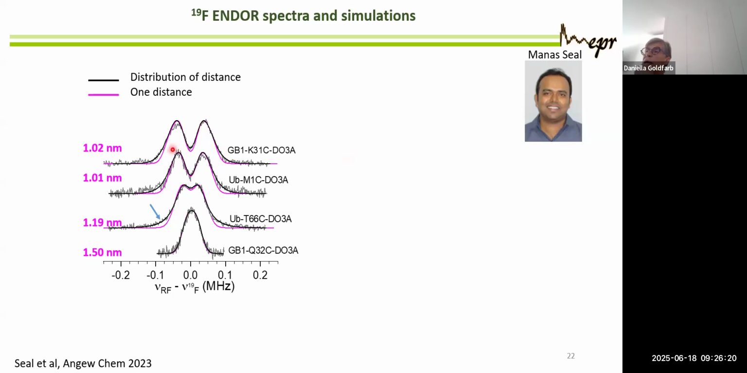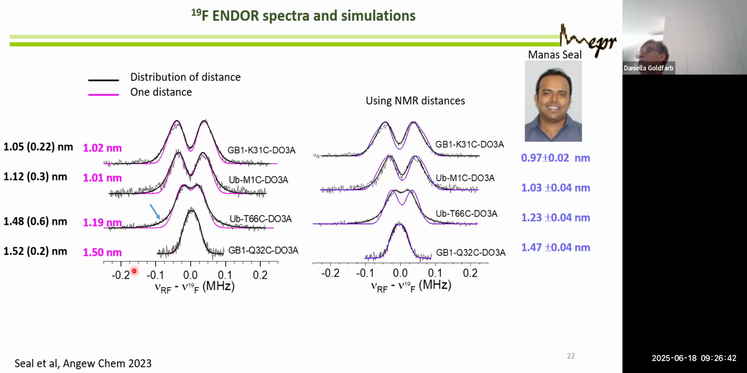If you analyze them with a single distance, the fit is sort of okay. These are the distances that you get. You see at 1.5, we really have no resolution, just these shoulders. Now, if you put a Gaussian distribution, you see it fits a bit better. And now Angela also did these measurements with NMR PREs, where you look at the effect of the gadolinium spin label on the fluorine relaxation. And you see that this is the distance that one gets from the NMR.